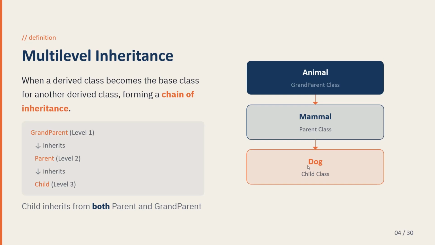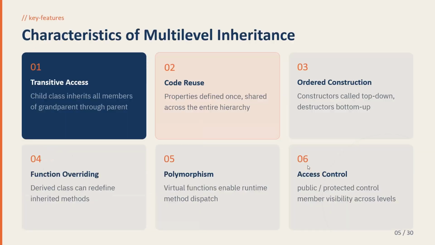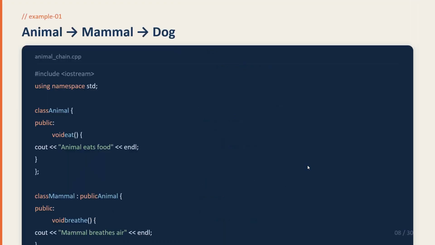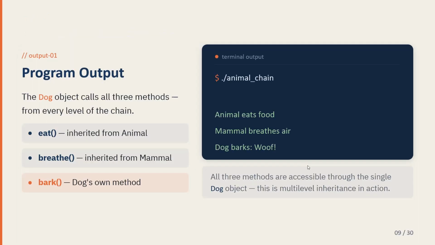For example, animal can provide an eat function, mammal can provide a breathe function, and a dog can provide a bark function. Now we create a dog D. We can call eat, breathe, and bark. The dog object therefore has access to the functionalities originating from all levels of the inheritance chain. This is called multi-level inheritance.